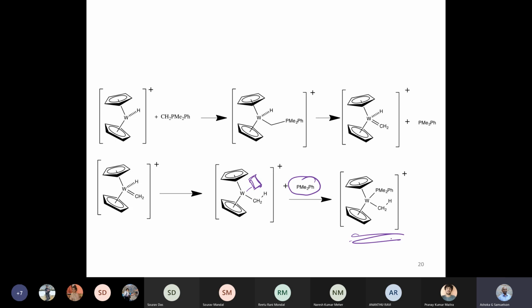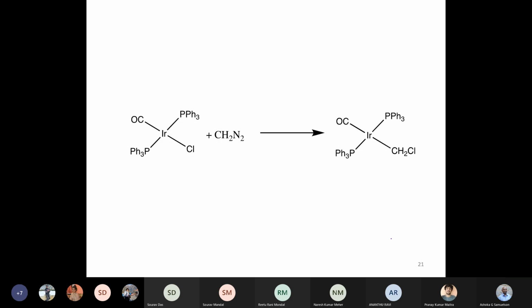So now we have seen one more, which is a carbene, which can add on an anionic ligand. Here is another masked carbene. In this particular case, it's CH2N2. This is a typical 16-electron species, square planar. So we can have a 5-coordinate intermediate, but the 5-coordinate intermediate would decompose to give you the CH2Cl species.